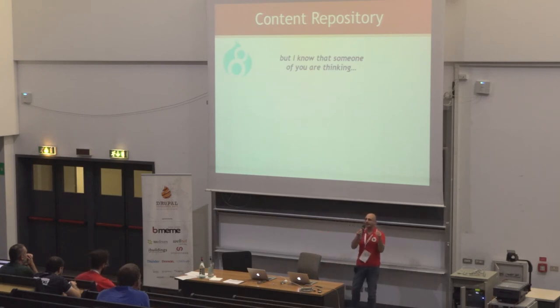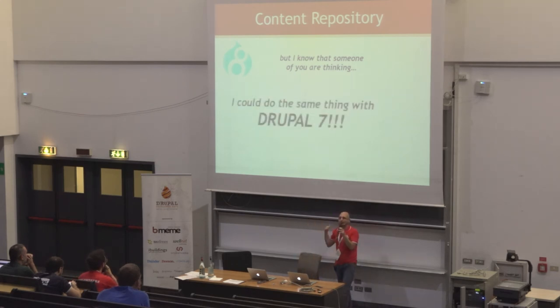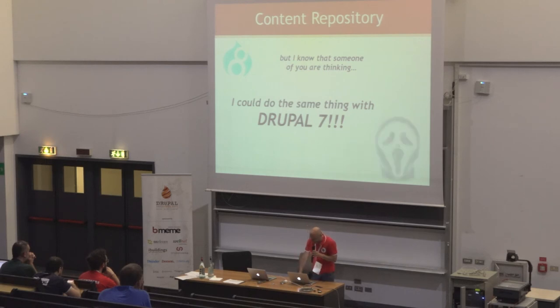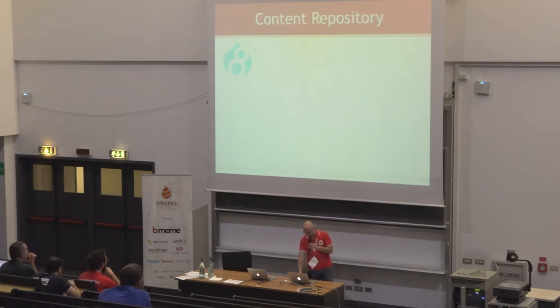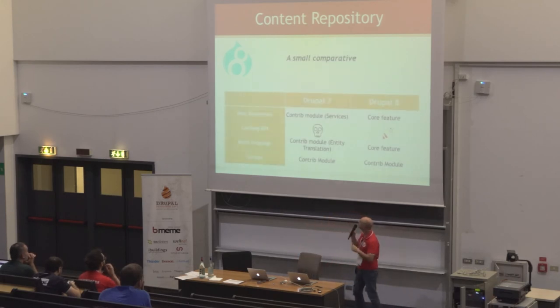Okay, I want to anticipate a question that you probably could give me. I could do the same with Drupal 7. Obviously, yes. I could do the same because I have a CMS. I have group, okay. But I have some other false friends. This is a small comparative. REST resources in Drupal 7 is a contrib module with a menu callback. In Drupal 8 is a core feature managed by routing, the cache API is substantially different.